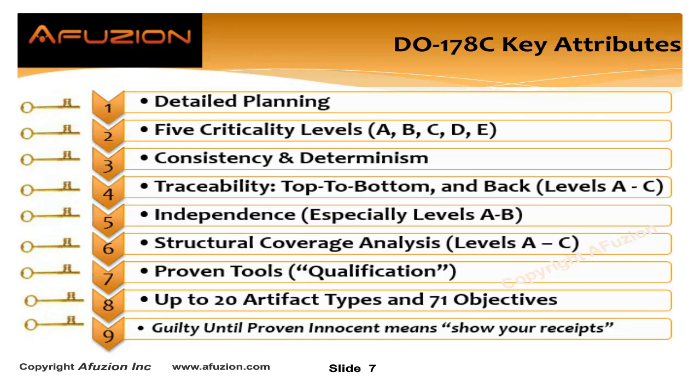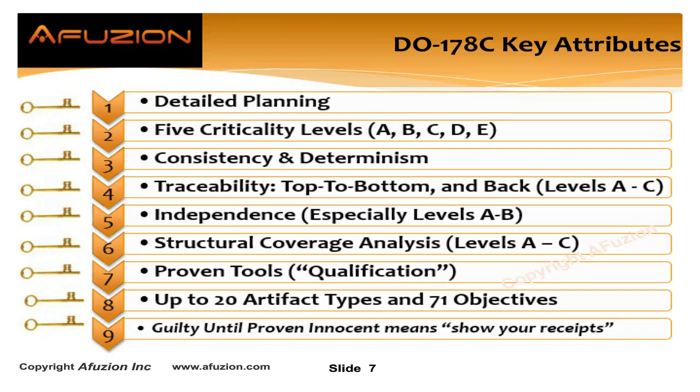Structural coverage analysis, and Ingo will give us a good demonstration on that in another 40 minutes, is required for level A and C and B. Some tools whose output we don't verify need to be qualified. Most tools do not need to be qualified, but of course our verification tools typically do. There's up to 20 artifact types and 71 objectives for level A. And again, since we're guilty until proven innocent, we have to show our receipt. Our receipt, that's our checklist, our transition criteria.